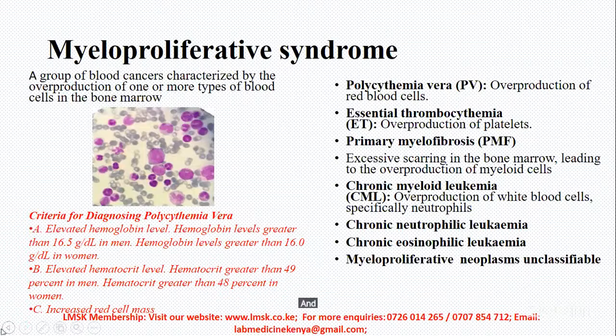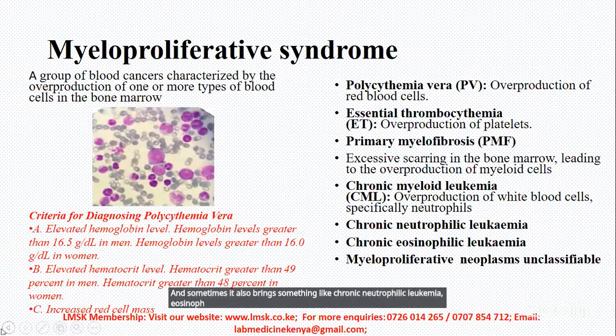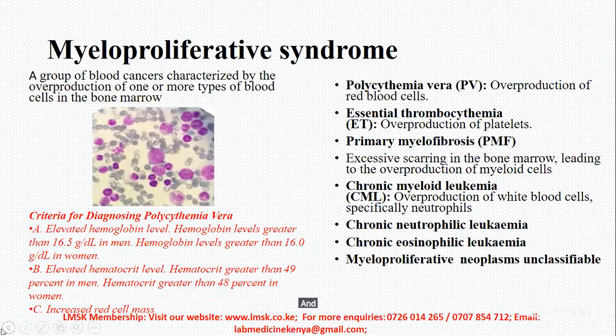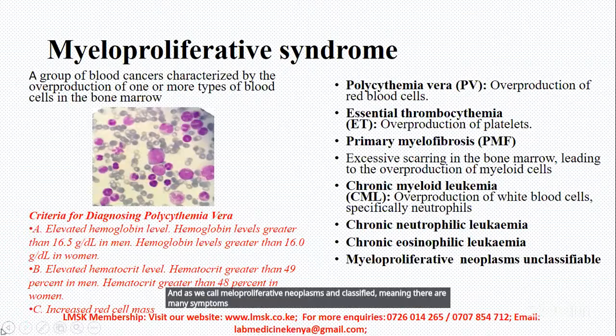And this condition, if not managed well, transforms into chronic myelocytic leukemia. Sometimes it also brings something like chronic neutrophilic leukemia, eosinophilic leukemia, and others we call myeloproliferative neoplasms, unclassified, meaning there are many syndromes associated with this.